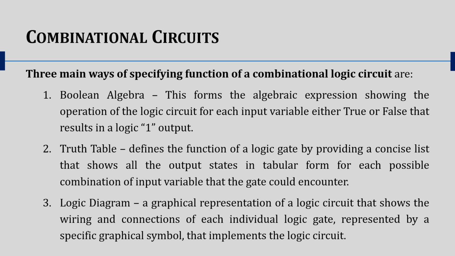And the third way is the logic diagram, which is a graphical representation of a logic circuit, which shows the wiring and connections of each individual logic gate, represented by a specific graphical symbol, which implements the logic circuit. So these are the three main ways of specifying the function of a combinational logic circuit. The function can be specified either using a Boolean algebra expression, or as a truth table, or through the graphical representation of the logic circuit, that is the logic diagram. So we can specify the function using either of these three ways.